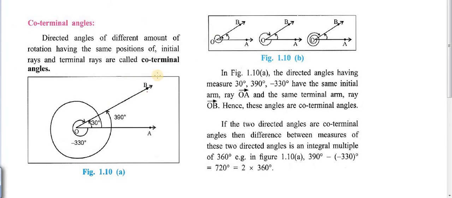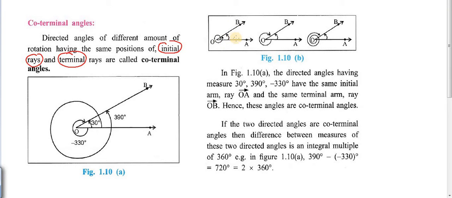Next is the concept of coterminal angles. Now as is clear from the name itself, directed angles of different amounts of rotation having the same position of initial arm and terminal arm are known as coterminal angles. Always remember they have the same position of initial arm and terminal arm. Now as is clear from figure 1.10a, look here at angle AOB.